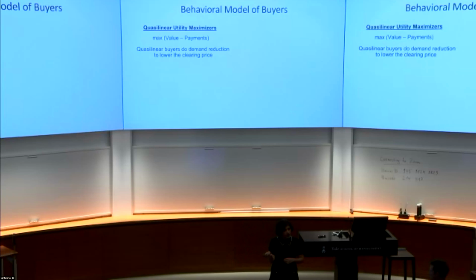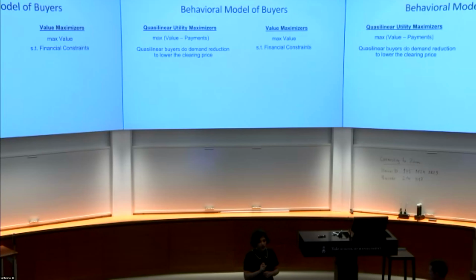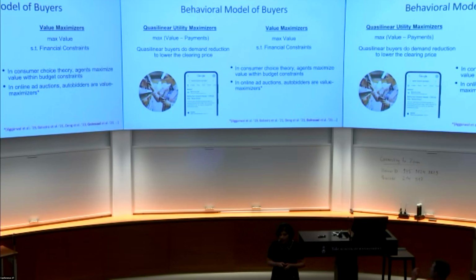So instead of considering this classical model, we are going to go with the value maximizer setting, where buyers maximize their total value subject to some financial constraints. It could be a budget constraint, a soft or hard budget constraint, or a soft financial constraint, like return on investment. This type of modeling is quite common in consumer choice modeling, where an agent tries to maximize their value subject to a budget constraint.